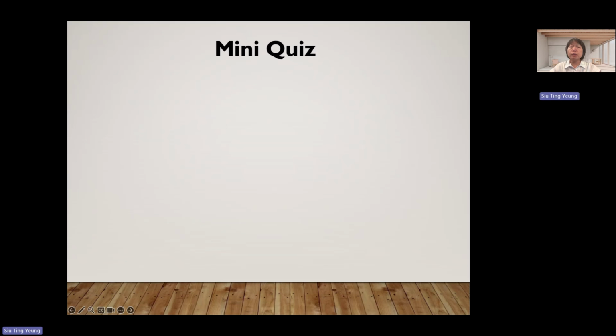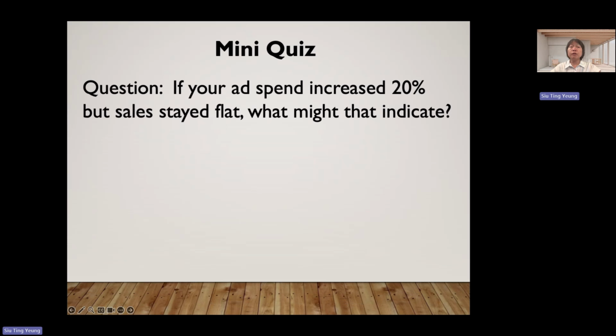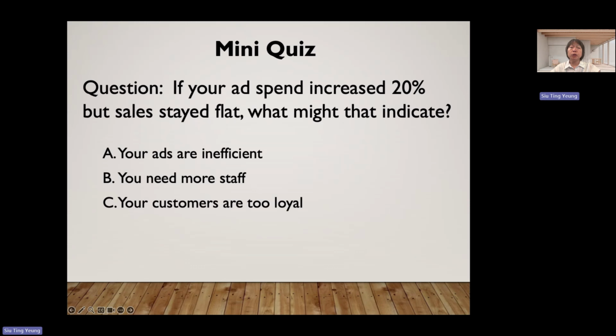So now it is time for our mini quiz. Let's see what is the first question. The question is, if your ad spend increased 20% but sales stayed flat, what might that indicate? So we have three answers for you. A, your ads are inefficient. B, you need more staff. C, your customers are too loyal. Give you some time to get the answer.